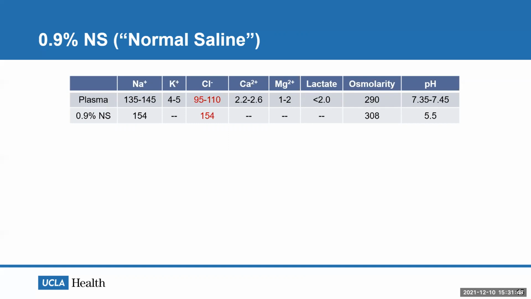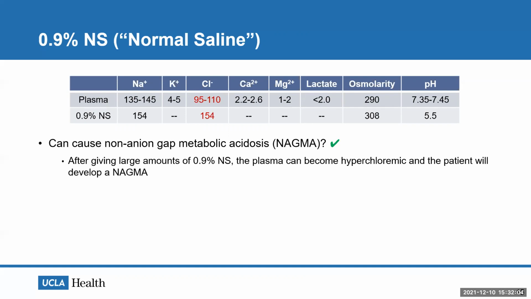So we're going to take each fluid and juxtapose it to plasma, and I'm going to highlight a couple of the notable things. You'll see them in red. So you'll notice that normal saline has a super high chloride content compared to that of plasma. So we have to talk about the implications of that. So can normal saline cause a non-anion gap metabolic acidosis? It sure can. After you give a lot of normal saline, the plasma can become hyperchloremic and the patient will develop a non-anion gap metabolic acidosis.